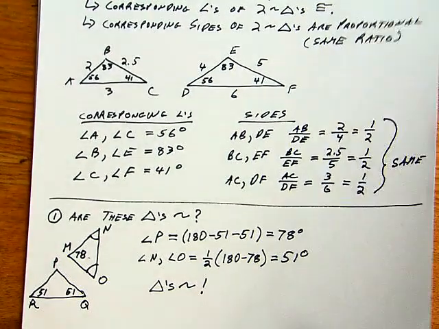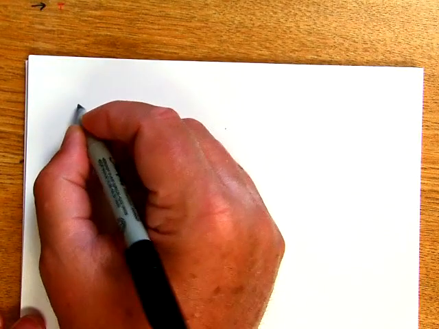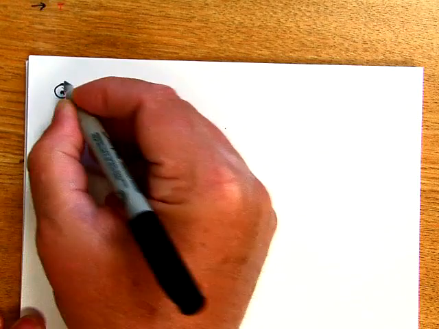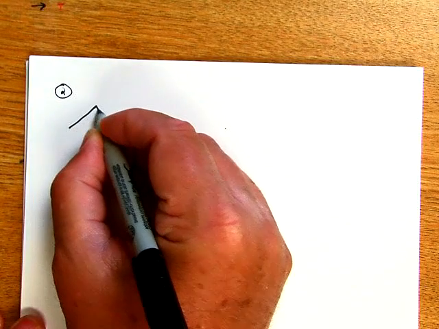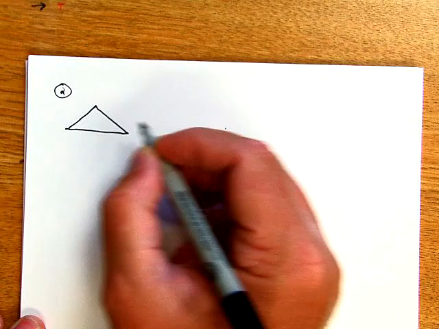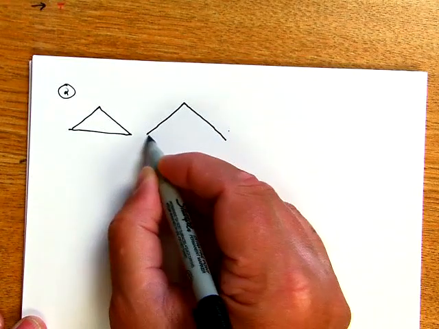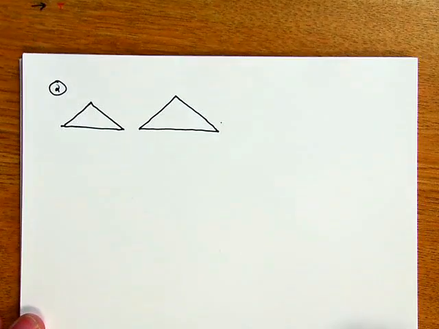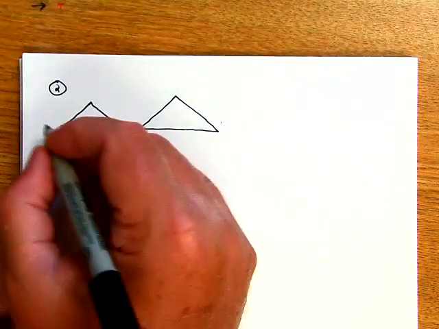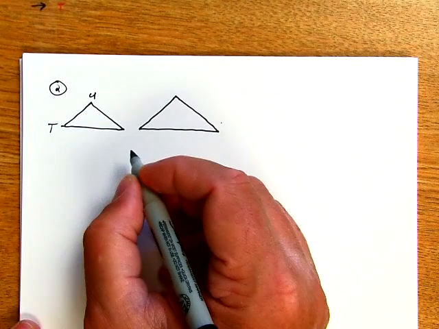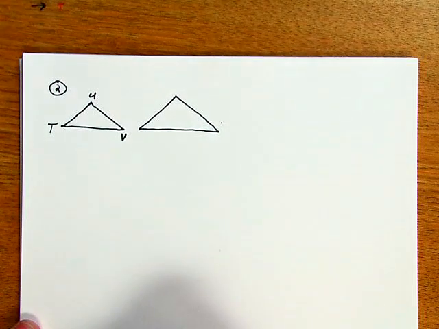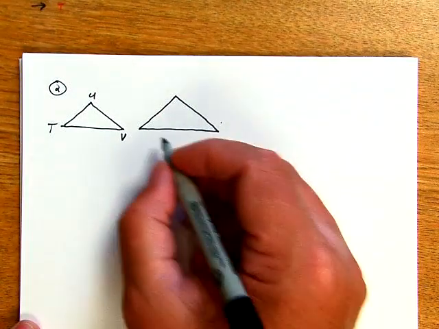All right. What if we are asked to find unknown measures in a triangle? So this is example 2 in your book. Let's say I'm given two triangles, and they're similar. One's a little bigger than the other. There are my two triangles, and we know that they're similar. This one is TUV, and the second one is WXY.